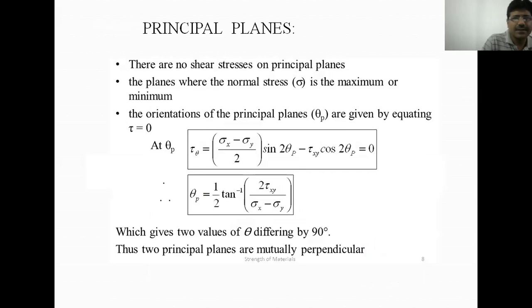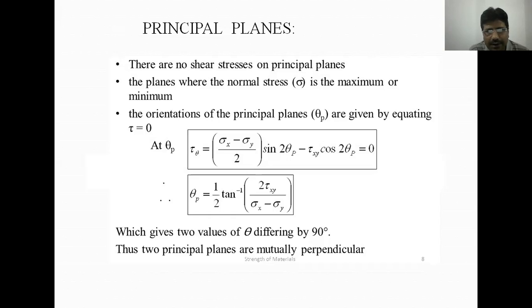So there are many methods. This is the summary of what we have studied right now. This is an overview. It is comprehensive: there are no shear stresses on the principal plane. That means, as I told many times, planes that don't bear any shear stress are known as principal planes, and they are planes where the normal stress is maximum or minimum. Thus, the orientation of principal planes is given by equating tau to 0.